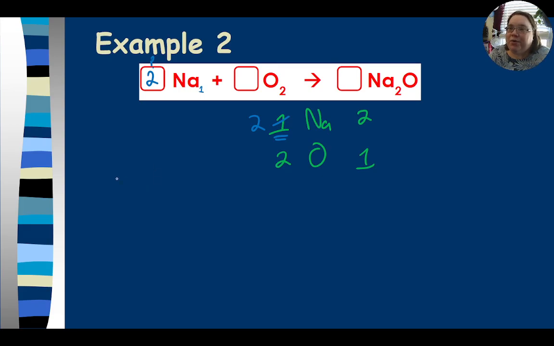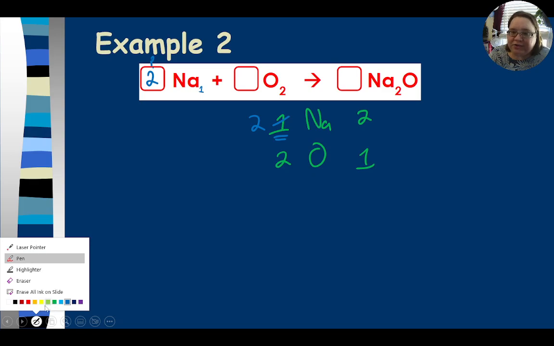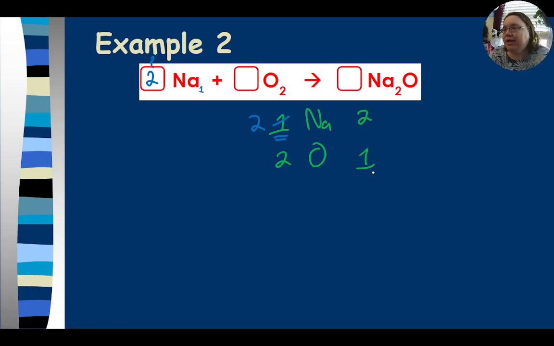All right, well, now let's go and fix the oxygens. We noticed that it's the product side that needs more oxygens. My least common multiple between 1 and 2, again, is 2. So what times, remember that invisible 1 beside the O, what times 1 will give me 2? I need to put a 2 as my coefficient because 2 times 1 will give me 2.